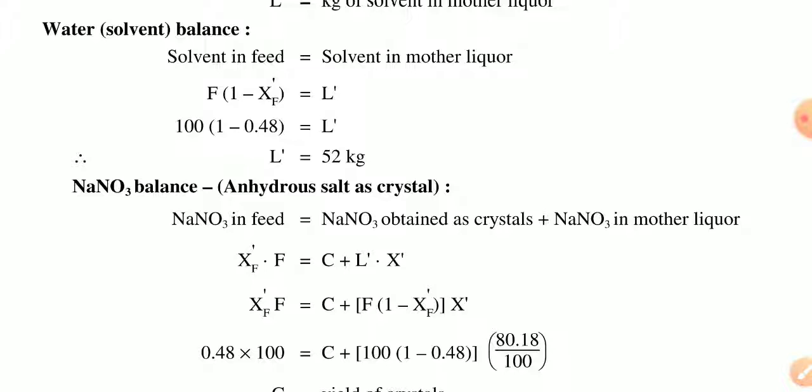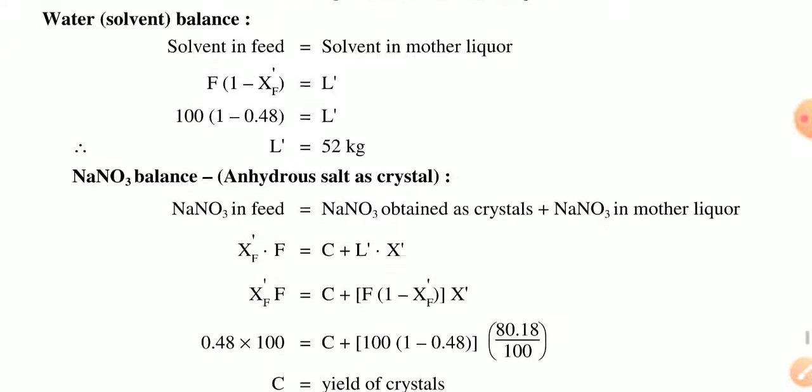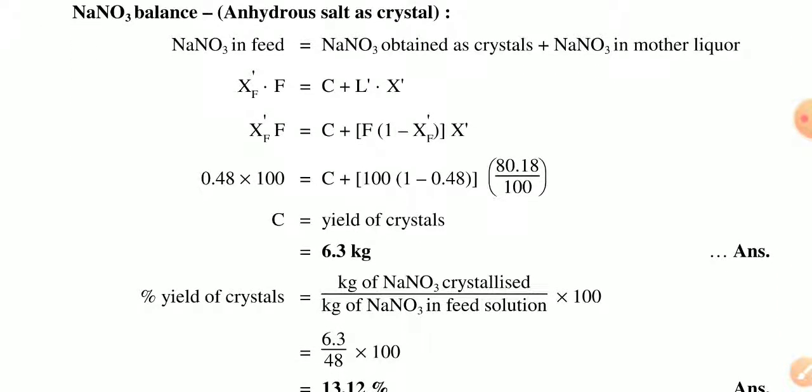So the value of L dash is 52 kg. Now for the NaNO3 balance, for anhydrous salt as the crystal form: NaNO3 in the feed is equal to NaNO3 obtained as crystals plus NaNO3 in the mother liquor. So X dash F multiplied by F is equal to C plus L dash into X dash. X dash F times F is equal to C plus F times (1 minus X dash F) times X dash. So 0.48 times 100 is equal to C plus 100 times (1 minus 0.48) times 80.18 by 100.